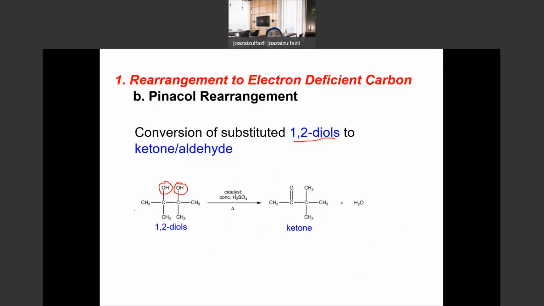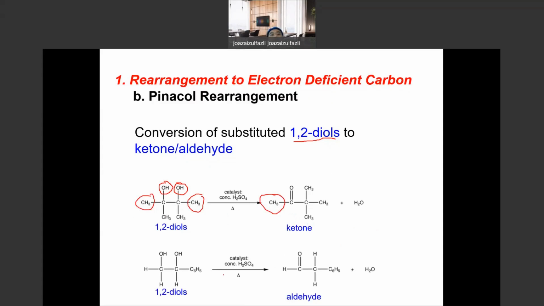Based on the structure, actually based on the R. The R, for example in this case, is a methyl group, so you will form a ketone. If we replace it with an H, we form an aldehyde. For example, in this one we change it with the H, that's why we form an aldehyde, based on the starting material.